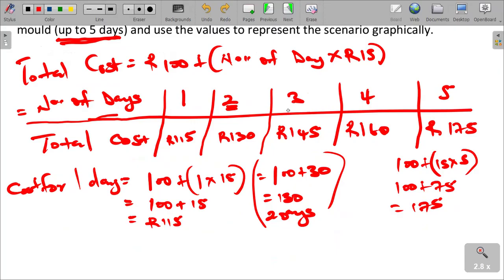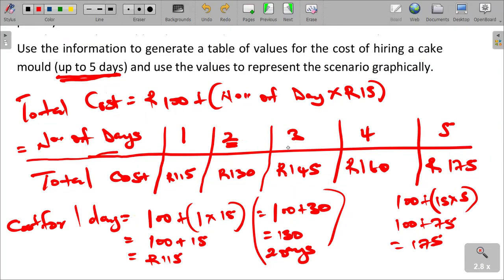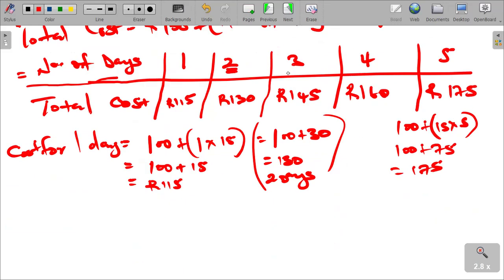So as it is, what is next? The question wants you to generate a table, which we've generated, and then the question wants you to represent the scenario graphically. So the title of the graph is total hiring cost of a cake mold.